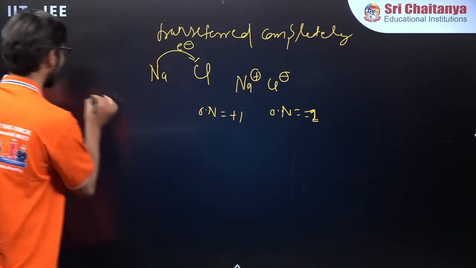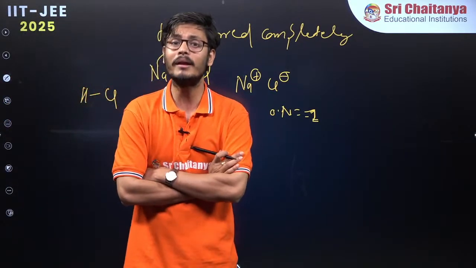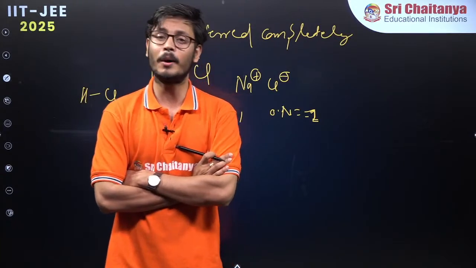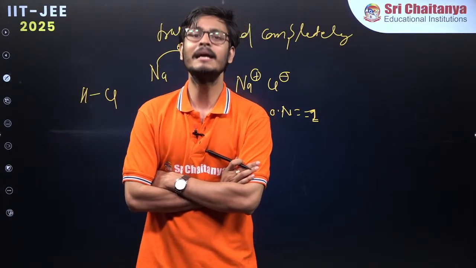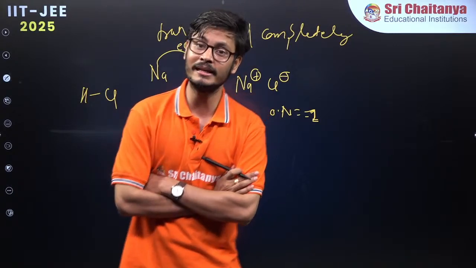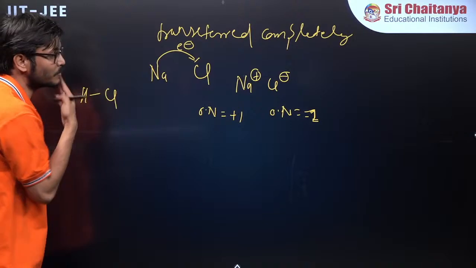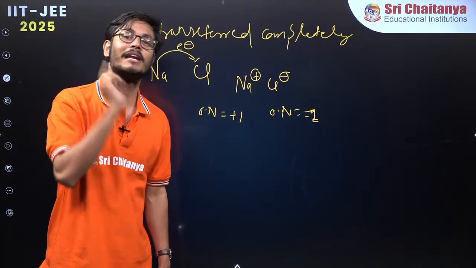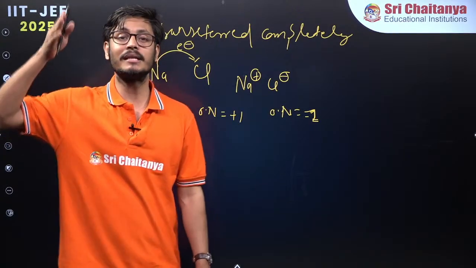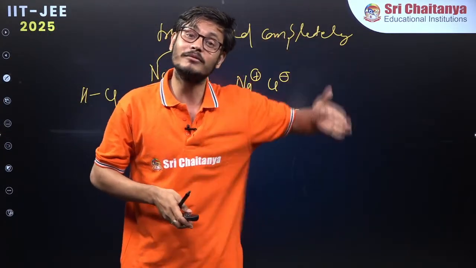But if I take the compound hydrogen chloride, it is a covalent compound. In a covalent compound, there is no transfer of electron, there is sharing of electron. So how will charge come, sir? How do I know what charge will come? Now comes the concept of electronegativity. Hydrogen is on the extreme left of the periodic table. Chlorine is on the extreme right.